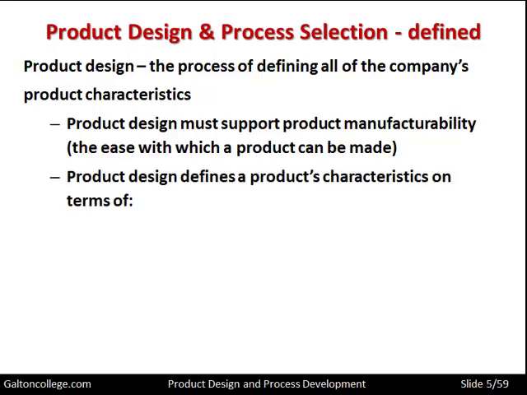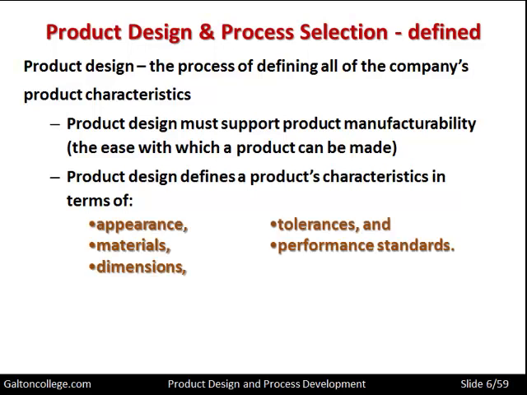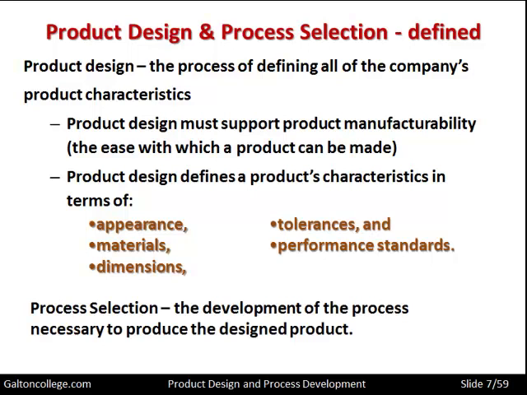Product design defines a product's characteristics in terms of appearance, materials, dimensions, tolerances and performance standards. When we think of a product, we think of appearance. We also should think of the materials that go to make it up and its dimensions. What size is it? What tolerances? How does it fit together? Is it well made? And how long will it last? What are its performance standards? And how will it behave under stress and under different conditions of use? So we think of design in these terms.